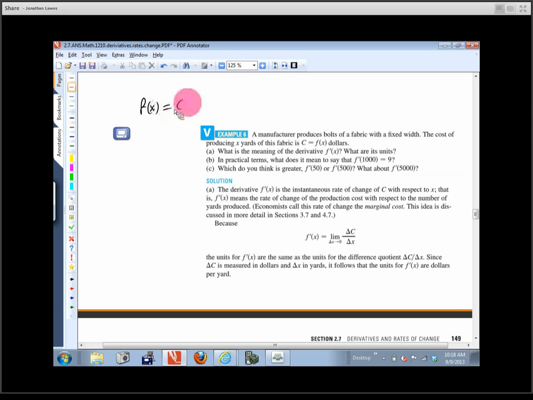This is cost as a function of x, and x is in yards. So you tell me how many yards have rolled off here, and I can tell you how much it's going to cost. It says, what is the meaning of the derivative f prime of x? So if this is cost, what if we find f prime of x? What if we find the derivative?